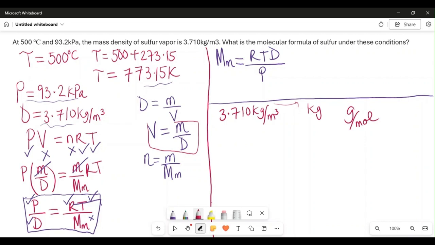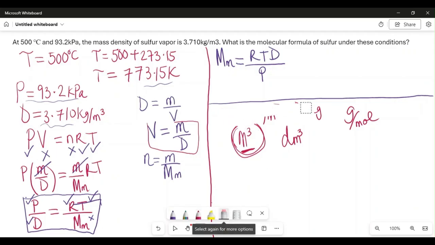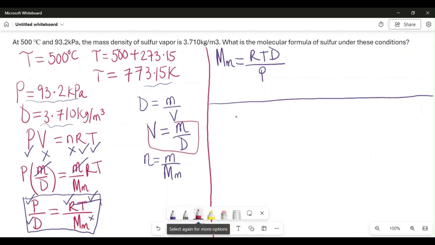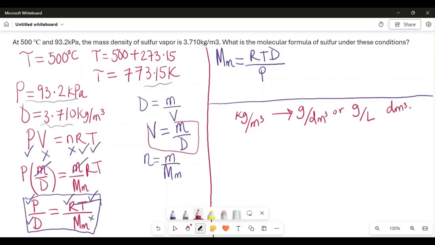Then secondly, we have meter cubed, and we can leave our information in meter cubed, but what is more common in chemistry is to have dm cubed instead of meter cubed, because it's easier for calculation. So what this is teaching us is that we have to go from kilogram per meter cubed to gram per dm cubed, or you can also say gram per liter, because dm cubed is literally the same thing as liter.